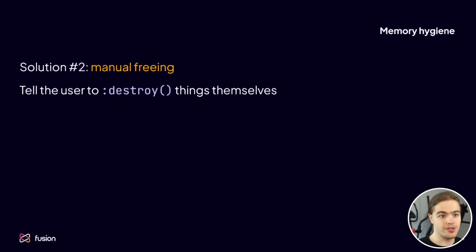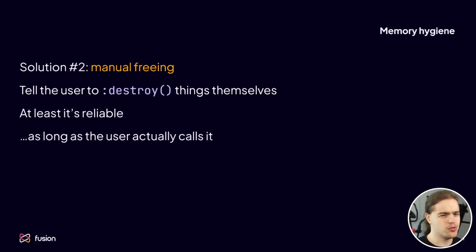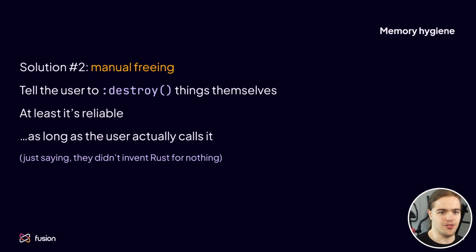Manually freeing up memory. We'll just tell the users to destroy things themselves. It isn't pretty, but at least it's reliable. It doesn't have any overhead, and we know it can support whatever we need it to. As long as the user actually calls it. Users aren't good at cleaning up after themselves. They didn't invent Rust for nothing, right?